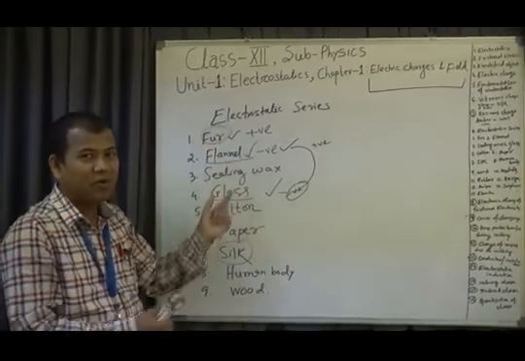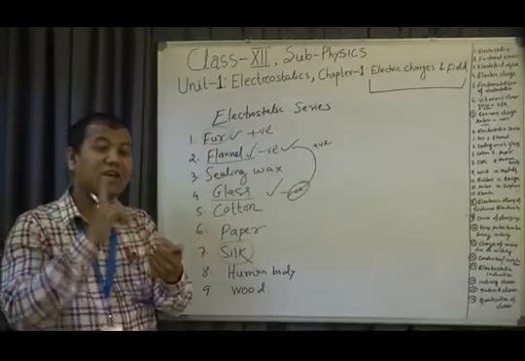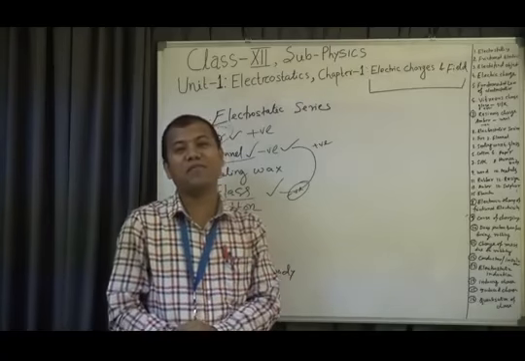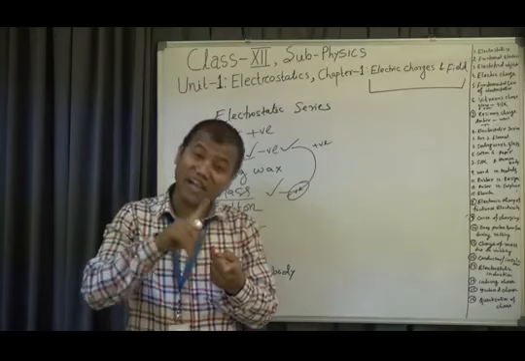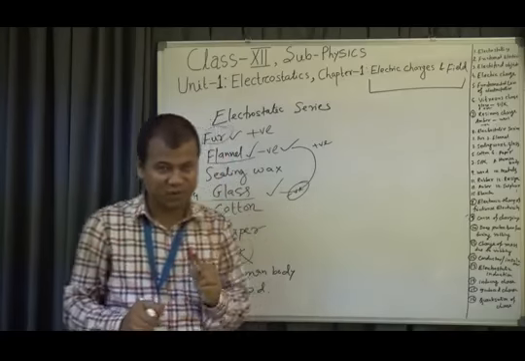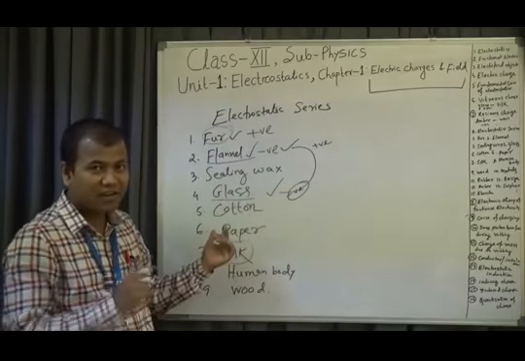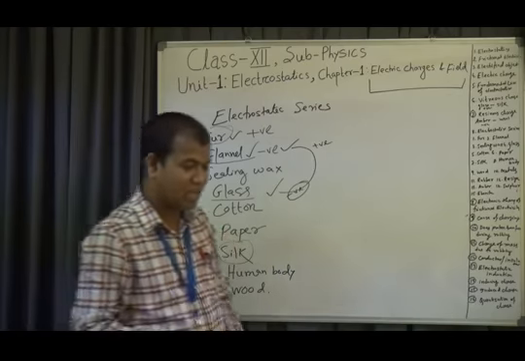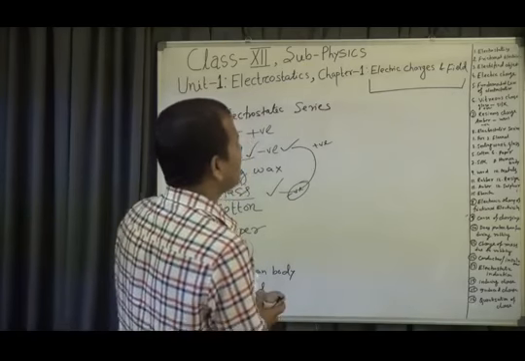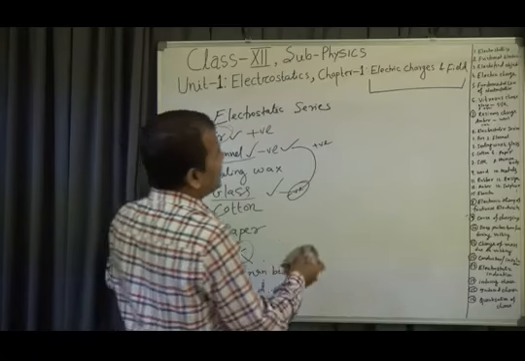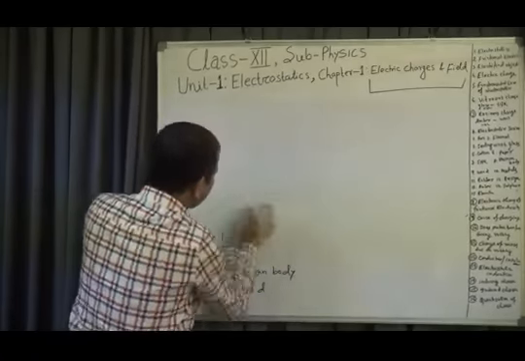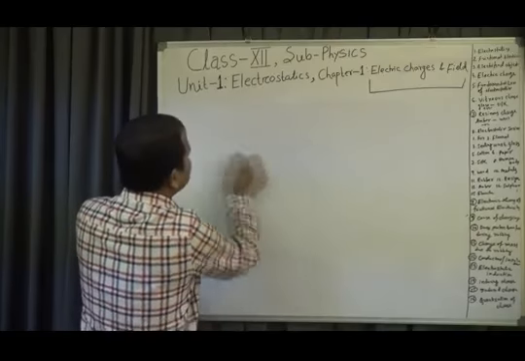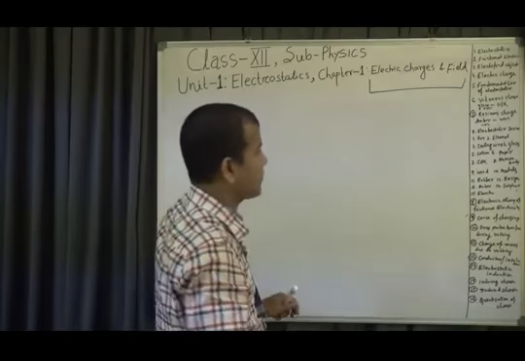Whenever you rub any two objects, the previous object will acquire the positive charge, meaning positive charge will be developed on that object, and the later one will acquire the negative charge. Okay, and this is the concept of what? Electrostatic series. So this is one series of different objects.